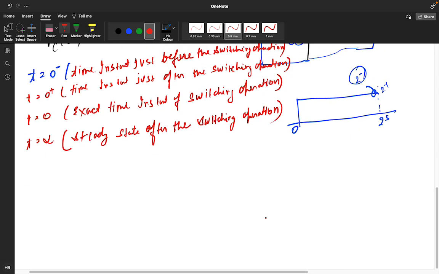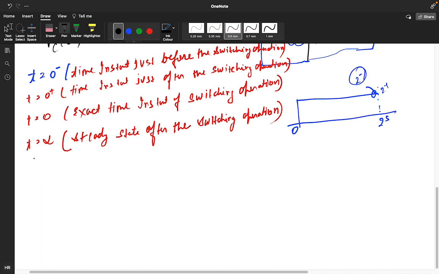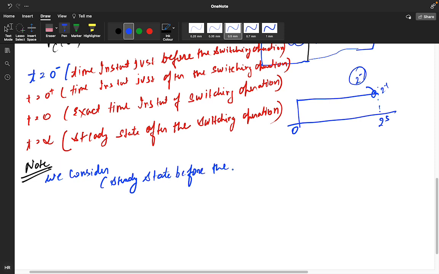Note one point, this is the important point. We consider steady state before the switching operation. You will understand this, don't worry.